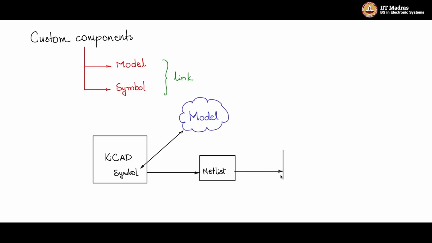And when that netlist is called in ngSpice, ngSpice knows where to extract the model information directly from the location specified by the netlist and then use it for simulation in ngSpice. So this symbol with the model location linked together forms a custom component, which can be put in a repository and given to others so that they can also use it. Multiple people can use the model that you have developed along with the symbol.